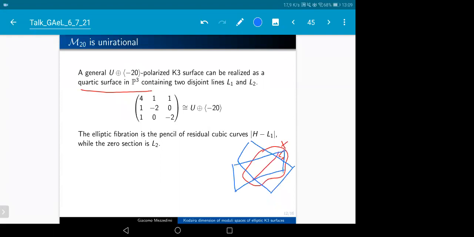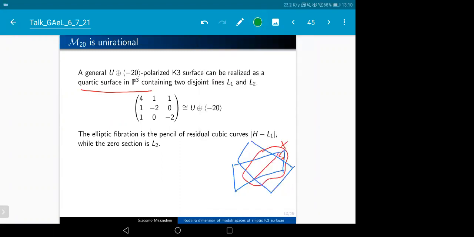And as the pencil moves, it intersects the quartic surface in a quartic plane curve. But of course, there's a fixed line. So the residual curve will be of degree 3. So it will be a plane cubic, and so it will be an elliptic curve. And this defines a genus 1 fibration.